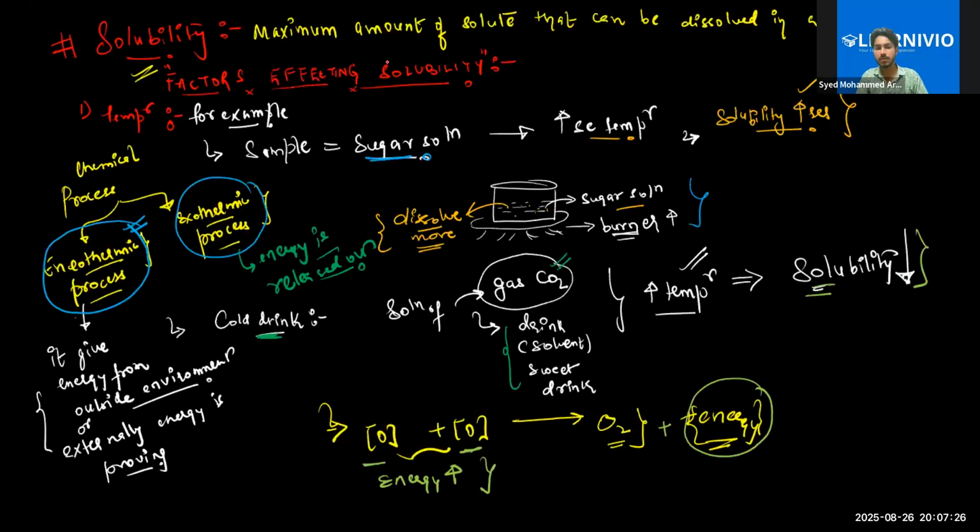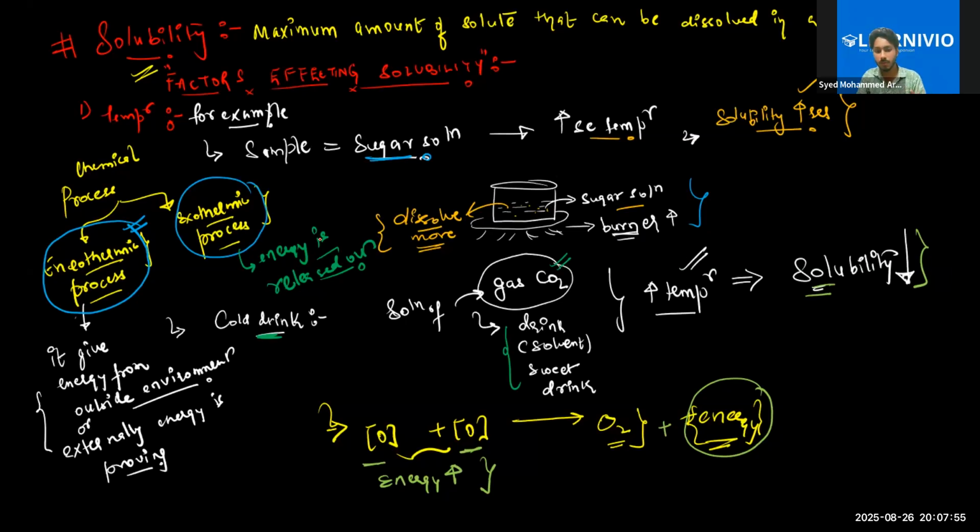Now we discussed solubility. It is nothing but the maximum amount of solid which can be dissolved in the solvent. The first factor affecting solubility is temperature, and how it depends on temperature is based on the process. For example, in an endothermic process, in which energy is provided, the solubility is directly proportional to the temperature.